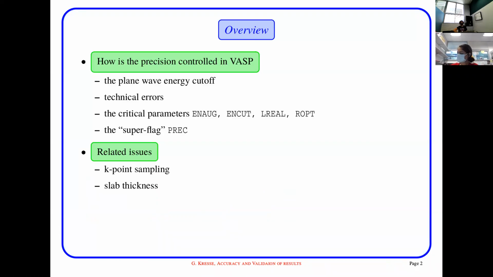So the overview is the plane wave energy cutoff: the higher we have, the more accuracy we have, and also the longer the time for the simulation. We will discuss some parameters, not all of them. I will not go through the PREC parameter because I never touched it in all my 3+1 years at ICIQ. So I don't think you have to touch it either. And then related issues in case.